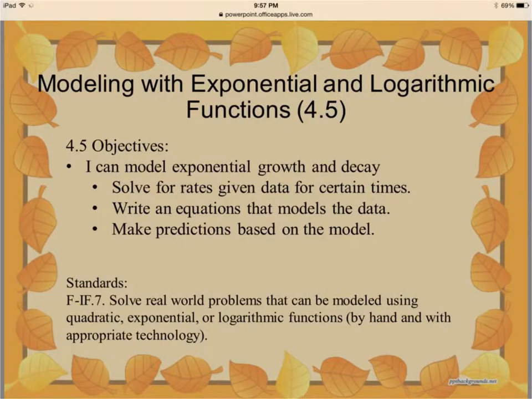So in one year the population's this much, and maybe in the next year or the next few years you have some data on that, and from that you're going to have to figure out what the growth rate is. Then we're going to write an equation that models that data, and then we're going to use that equation to make predictions for the future.